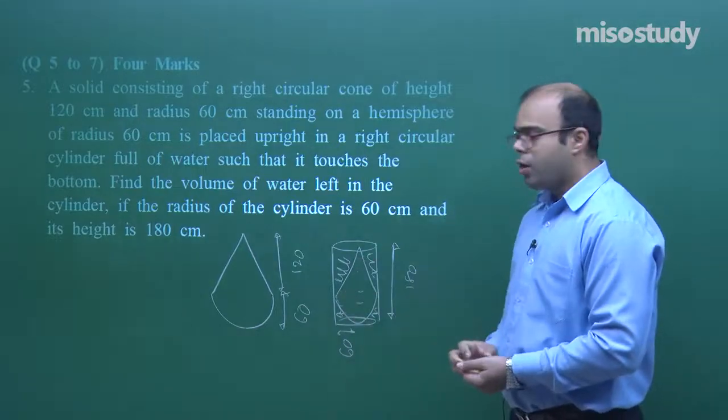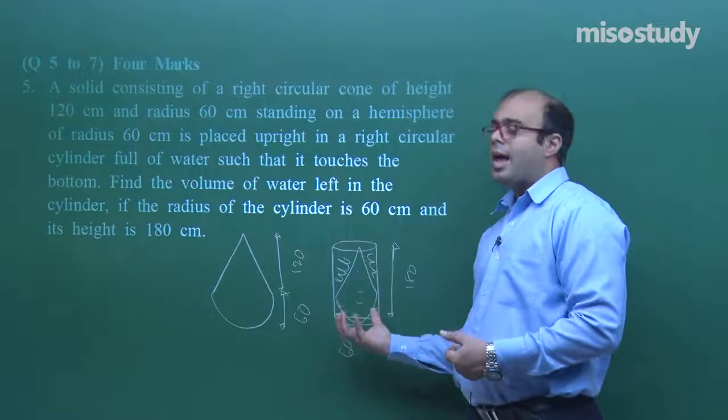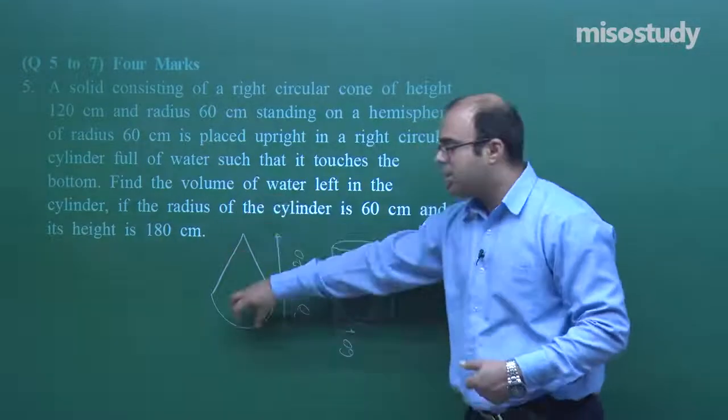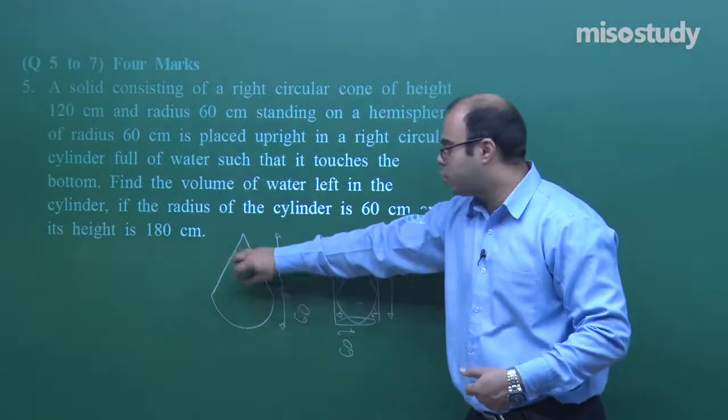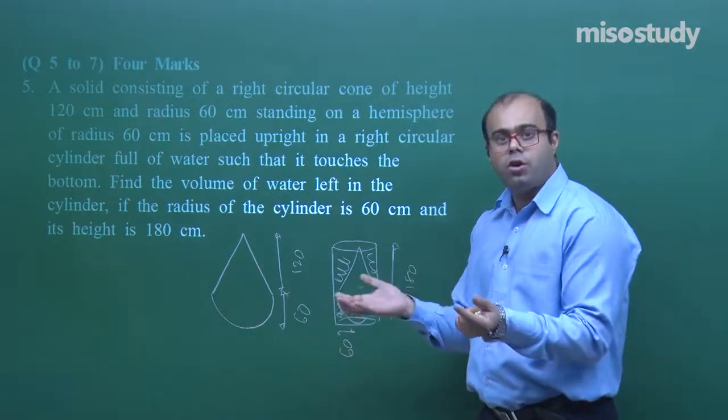So what you have to do, students, is find the volume of this cylinder and subtract from that the volume of this particular solid, which is cone plus hemisphere. That is the volume which will be left, and that is the volume of water.